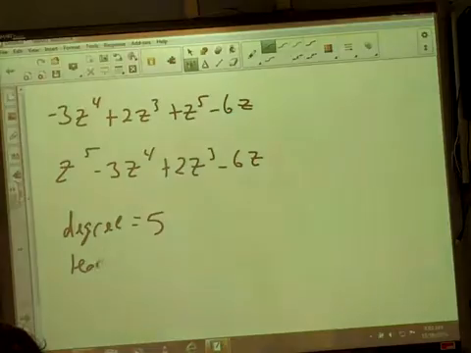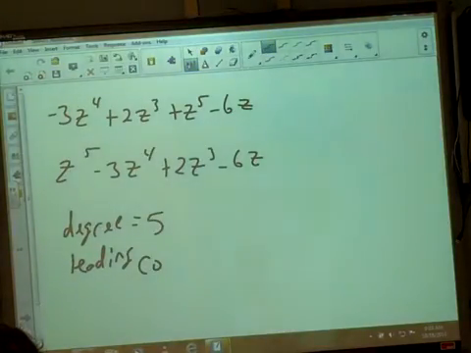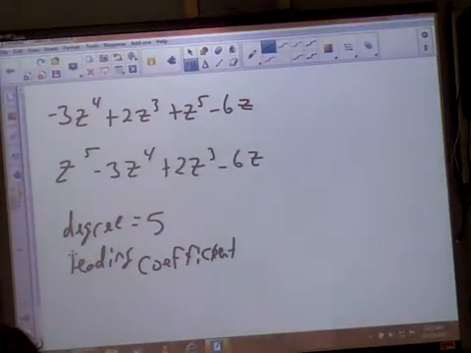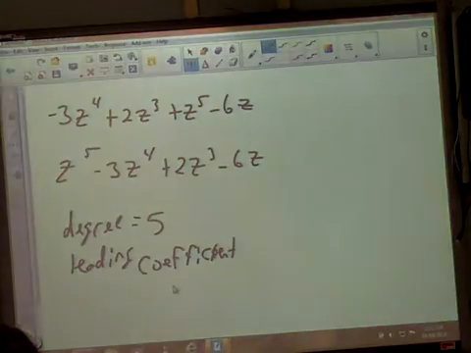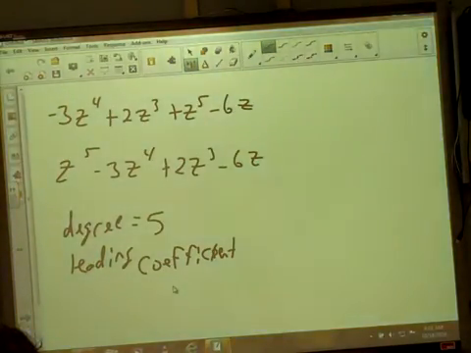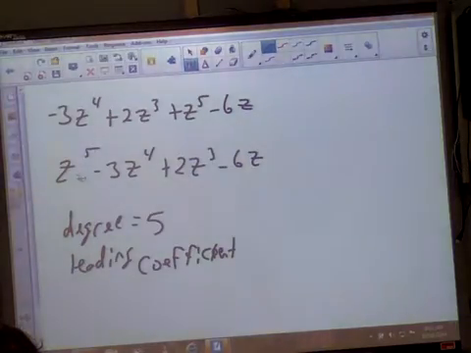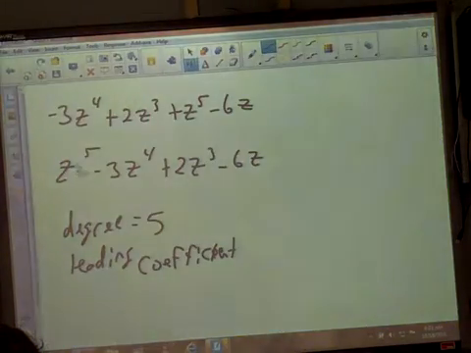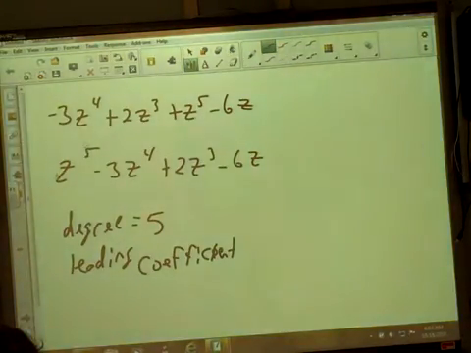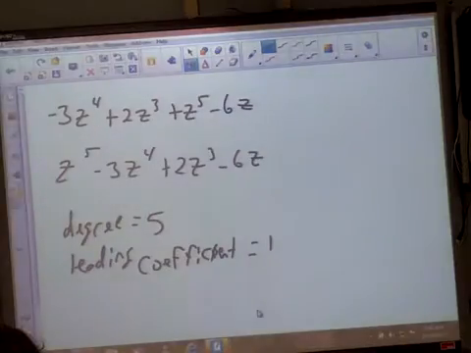The leading coefficient of that polynomial. We know coefficient means the number in front of the variable. The leading coefficient is the one that corresponds with your degree. So if I'm looking for the leading coefficient, I go to my term that had my degree, and I get the coefficient of that term. So what would the coefficient of this term be? 1. Very good.